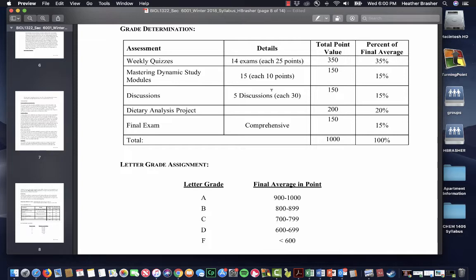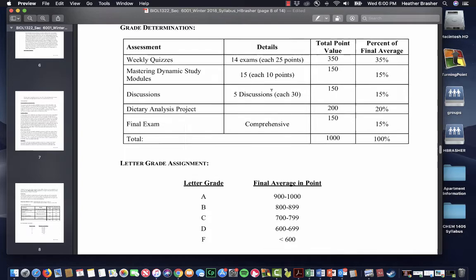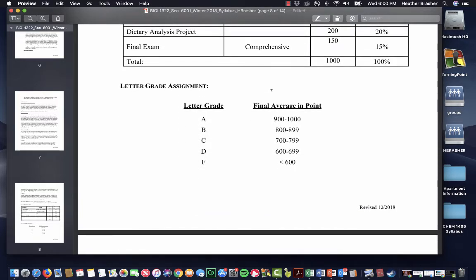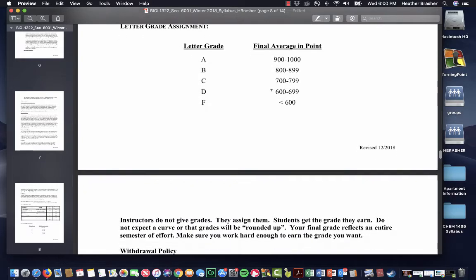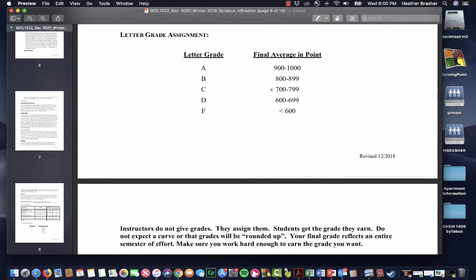Now, I don't go based on percentage points. I go based on points. So if you want an A in this course, you're going to need 900 points. If you have 899.99 points, don't expect me to round. I do not round. Instructors, I don't give you a grade. I just assign them based on what you've done for the semester. Students get the grade they earn. Don't expect a curve or that I will round up.